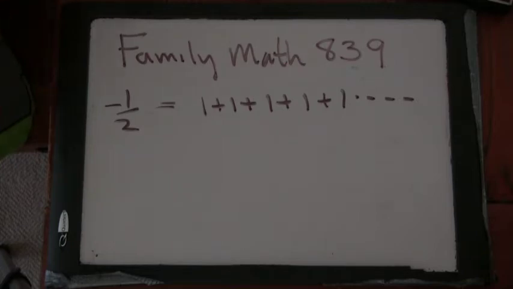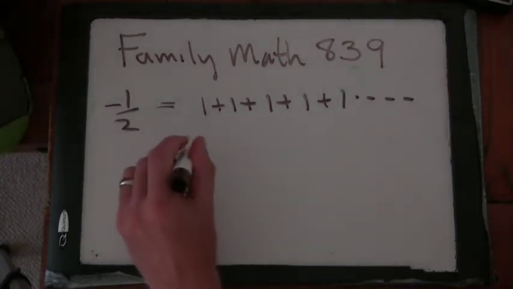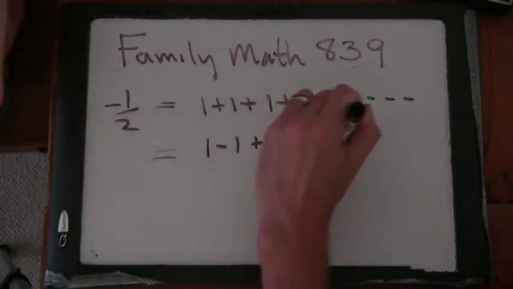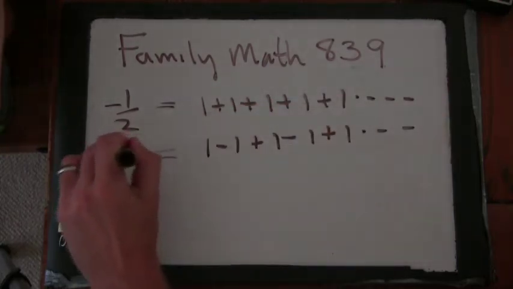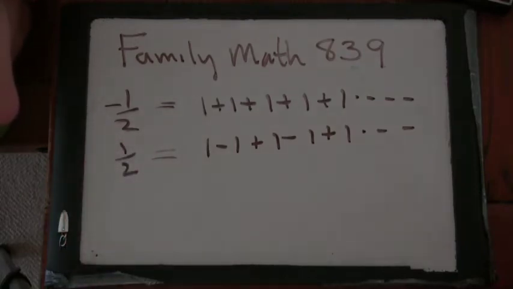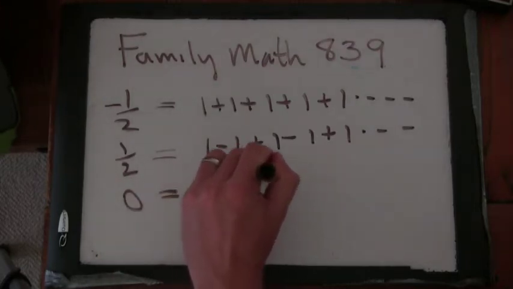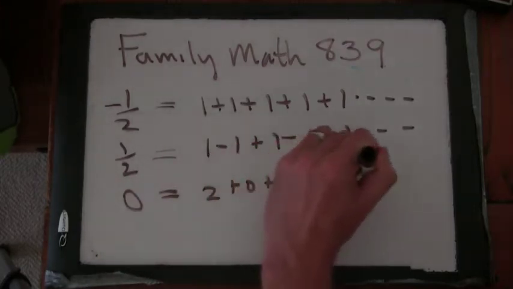It is kind of a surprise, by the way, because if we add it to our other series, we get 1 minus 1 plus 1 minus 1 plus 1. This was a half, right? Yep. So if I add these together, I get 0 equals 2 plus 0 plus 2 plus 0 plus 2 plus 0.